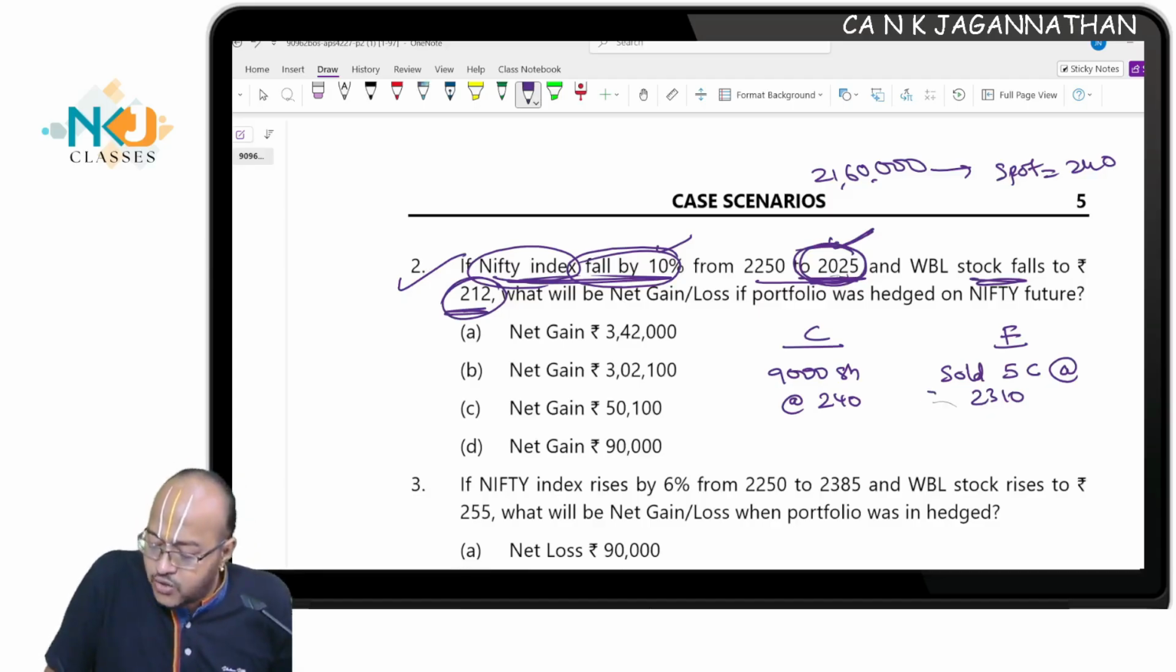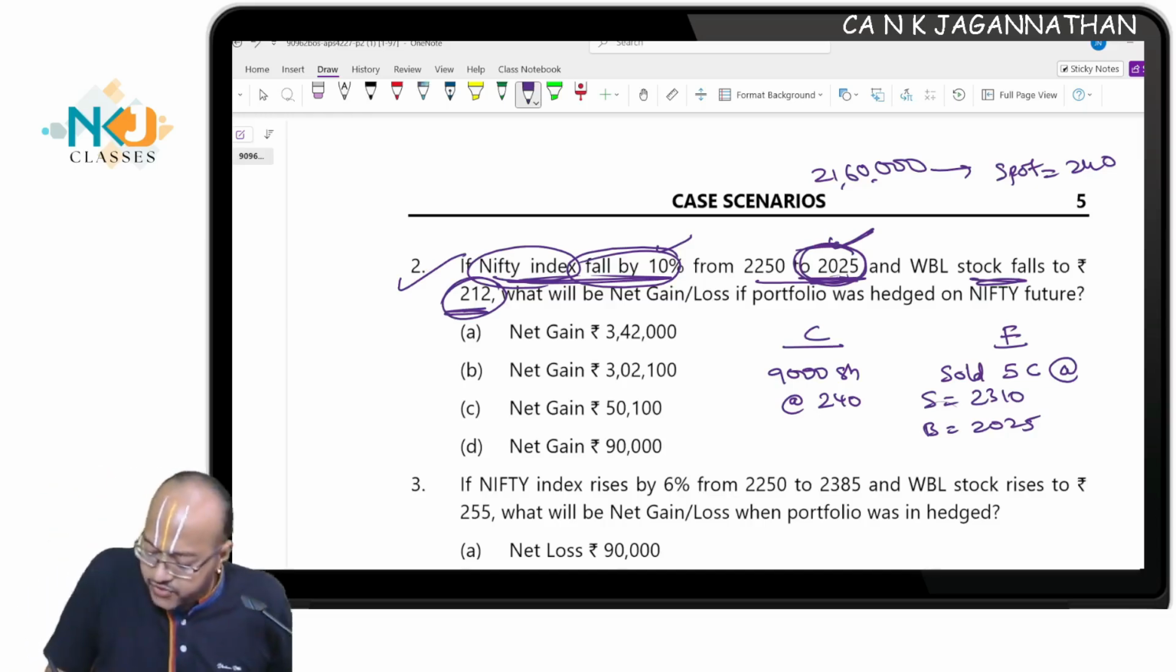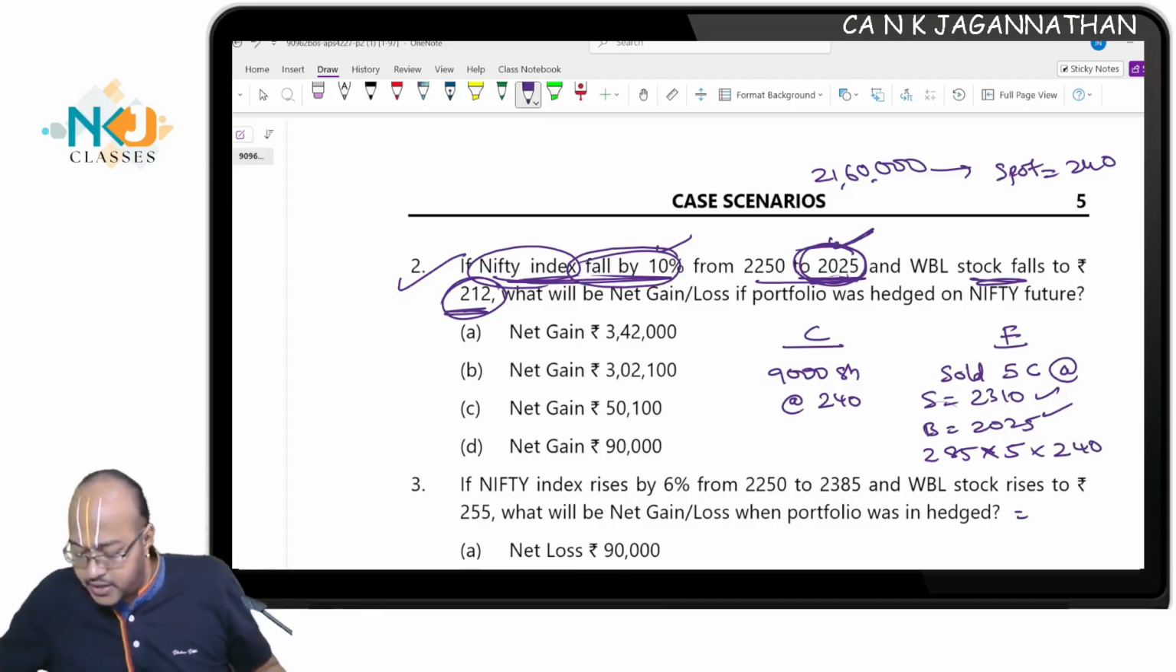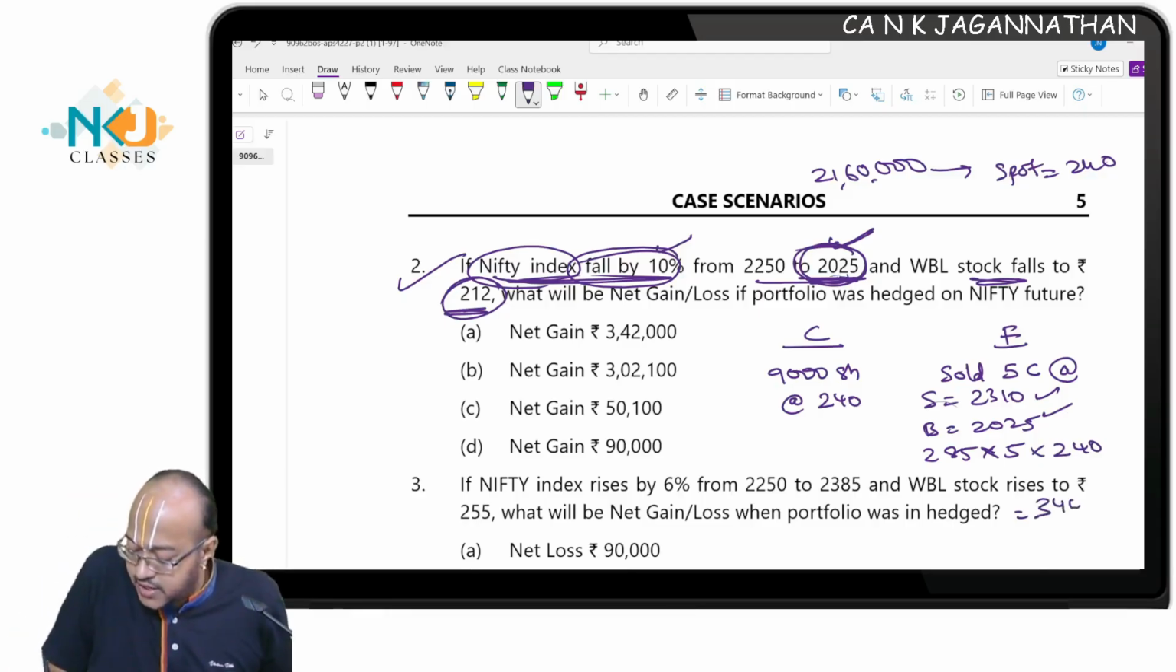So futures, you have sold at 2310. You are buying at 2025. Are you all understanding? So 2310 minus 2025, what is that? 285. So this is sold at a higher rate, bought at a lower rate. 285 into number of contracts 5, into the lot size 240 per contract. Now how much is that? 285 into 5 into 240. 3,42,000. This is the gain I make in the futures market.